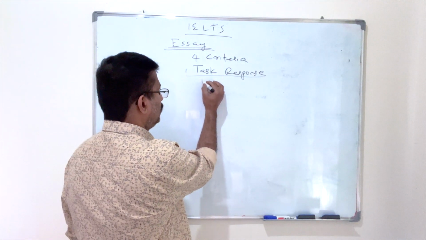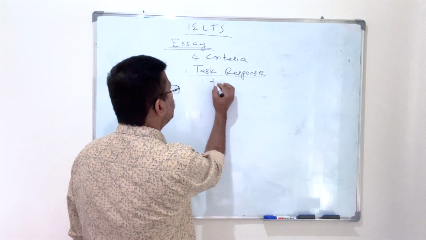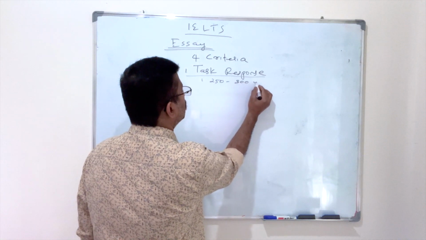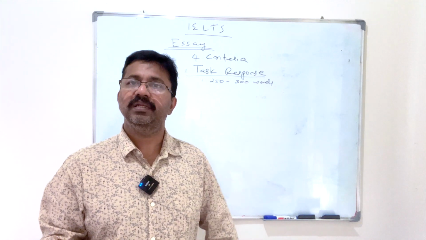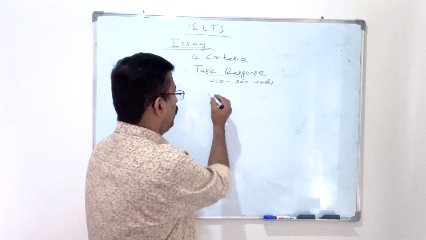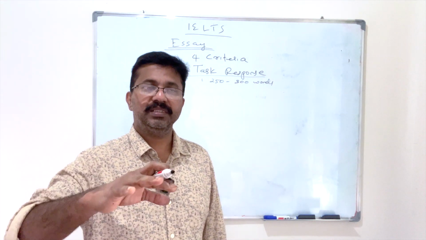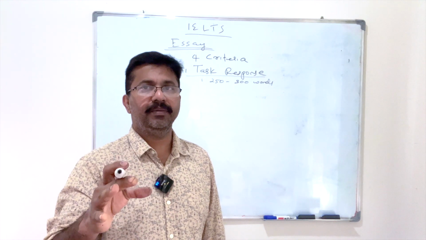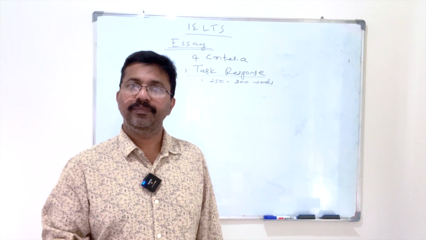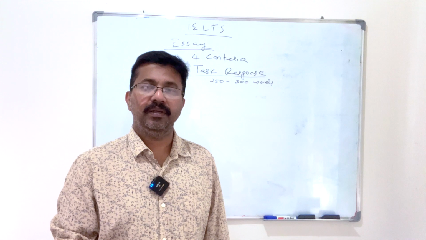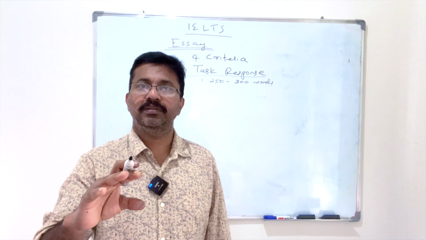The first element under task response is you must write between 250 and 300 words. I have told you, if your answer is under length, if it is 240 or 245 words, that won't be a big problem. But if it is too under length, you will lose the score. The assumption of the examiner will be that you haven't finished writing, that you haven't answered the task fully.